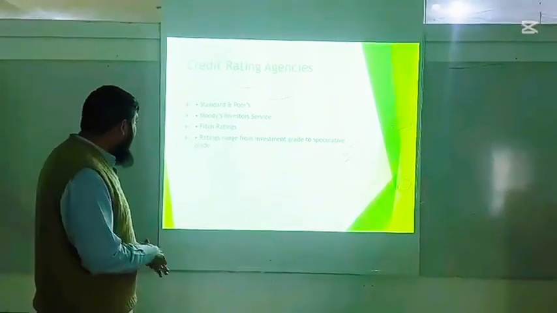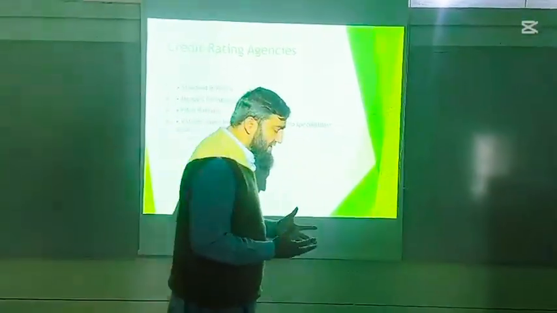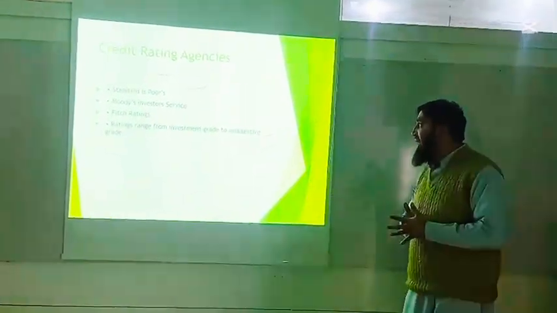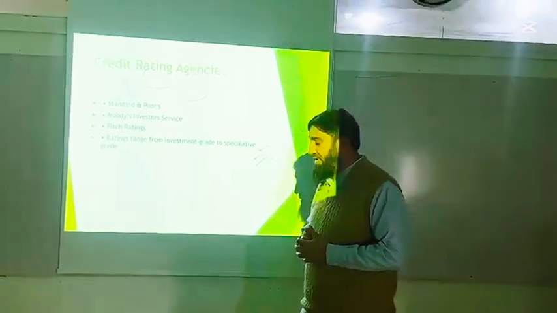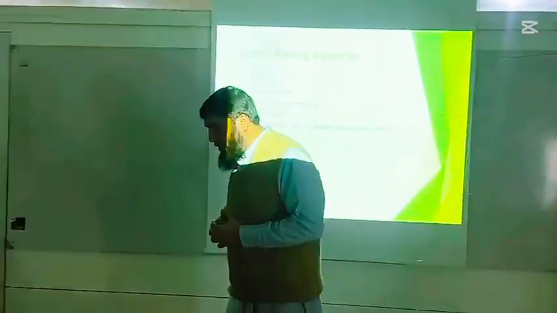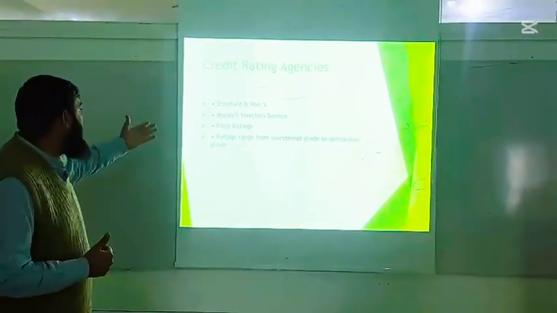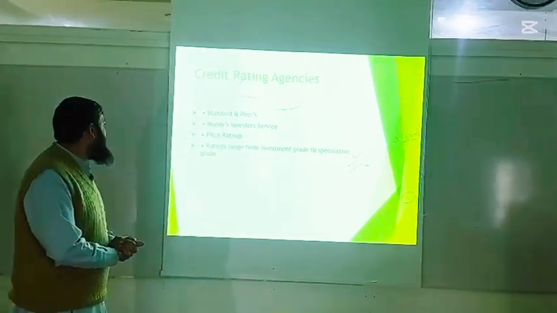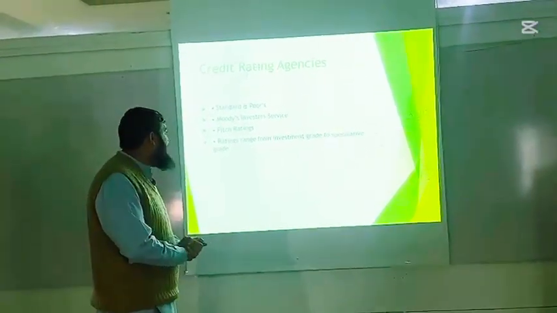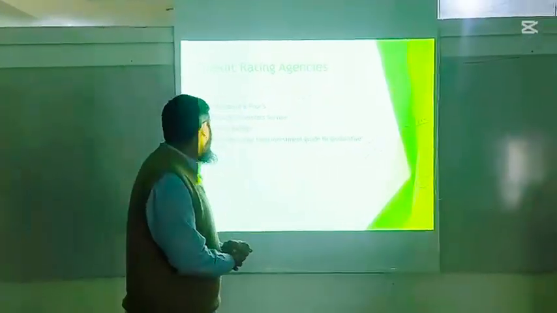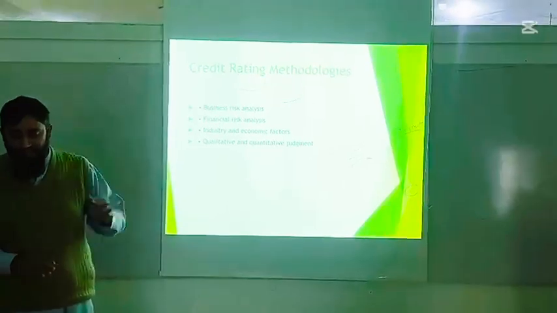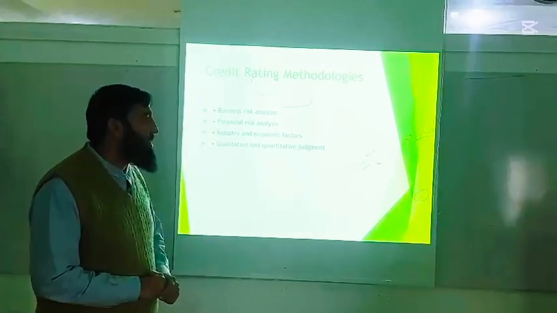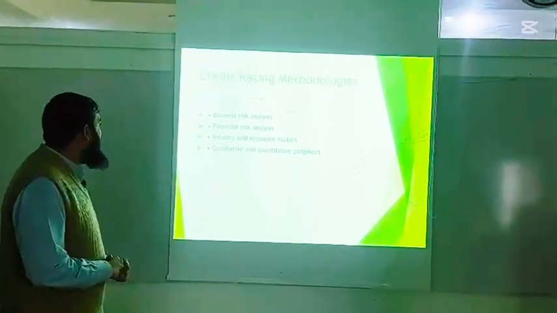The last one, credit rating agencies. What kind of agencies have the authority to make ratings in terms of these institutions, regulatory bodies, mutual funds, and others? For instance, Standard & Poor's, Moody's Investor Services, and Fitch Ratings, from investment grade to speculative grades. So these are the international organizations which provide the rating on a quarterly, annual, and semi-annual basis.